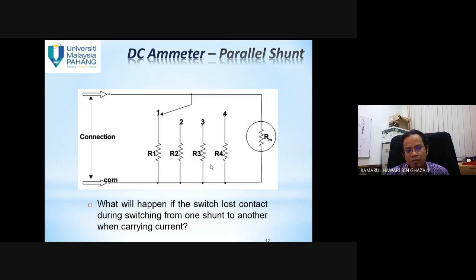So what will happen if the switch loses contact during switching from one shunt to another when carrying a current? Okay, so this is the parallel shunt DC ammeter connection, and it is connected to R1, R2, R3, R4. The question is what will happen if the switch loses contact during switching from one shunt to another while carrying current.